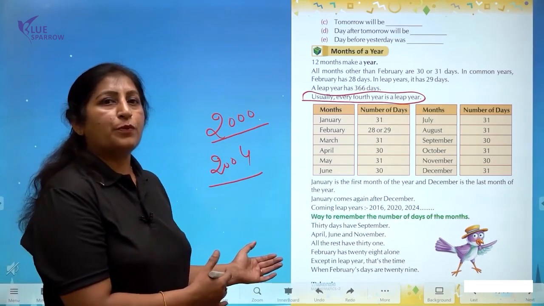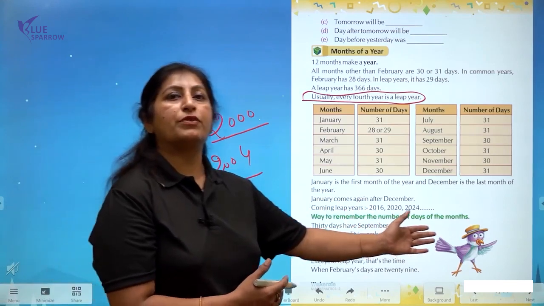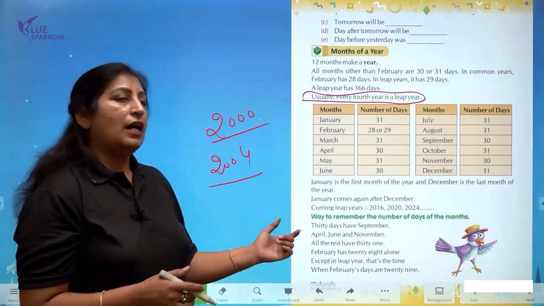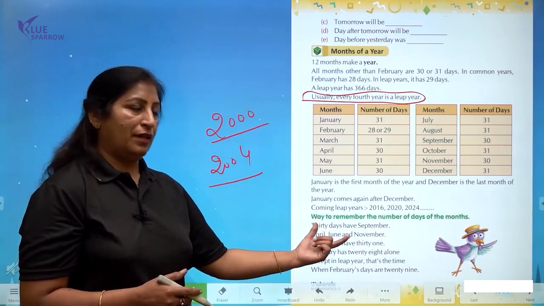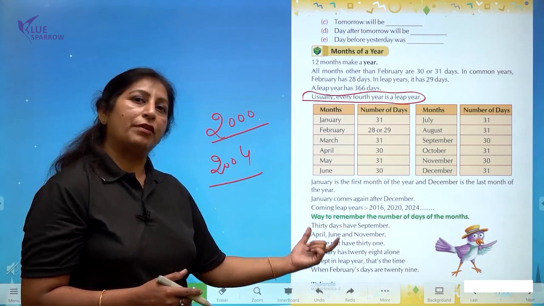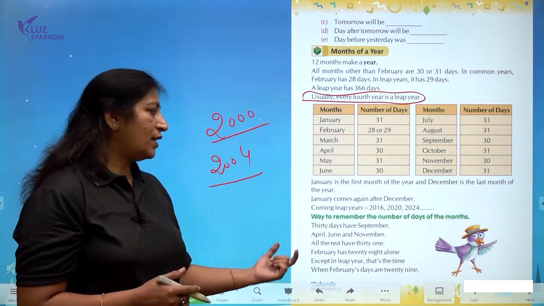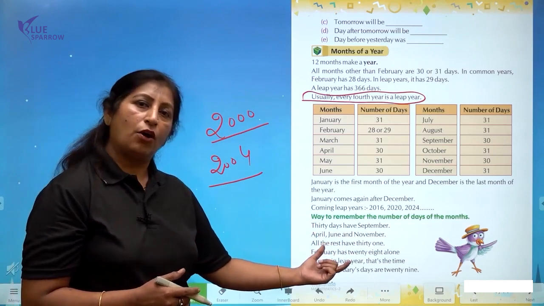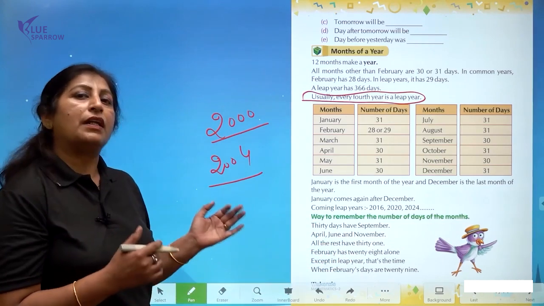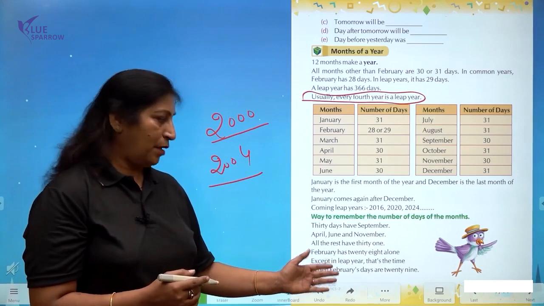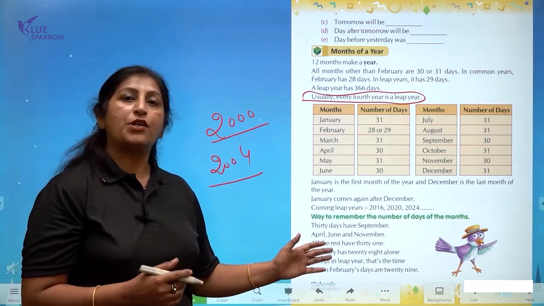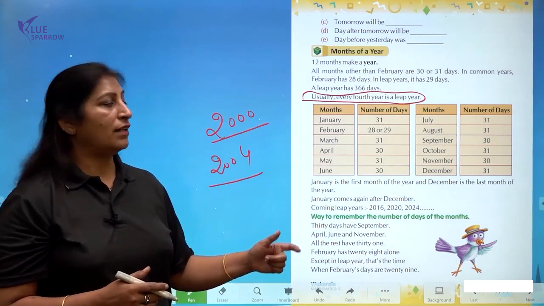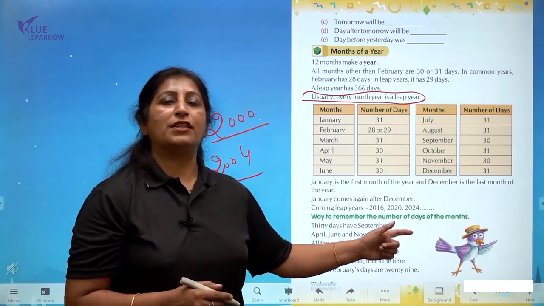We can sing this poem to learn the number of days of the months easily. Let's sing this poem. 30 days have September, April, June and November. All the rest have 31. February has 28 alone, except in leap year, that's the time when February's days are 29. Just sing this poem again and again to learn the number of days of the months properly.